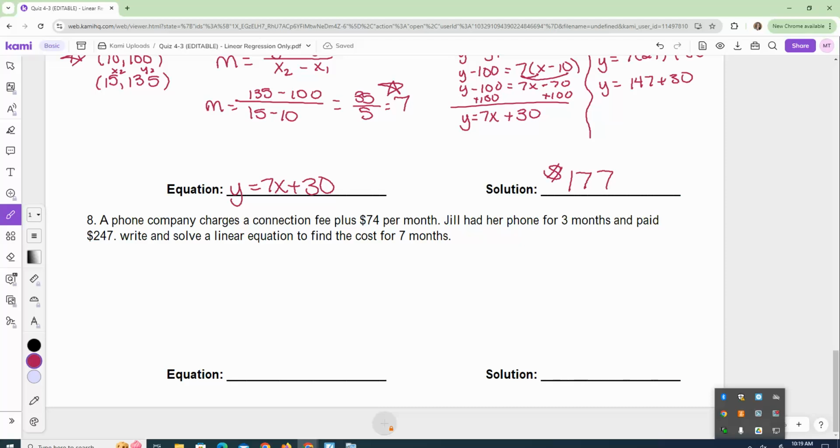Okay. So when I'm reading this problem, a phone company charges a connection fee plus $74 per month. So you pay that 74 repeatedly. Anytime we see the word per, what are we thinking? So I am giving you your m. I'm telling you your repeated fee. Per means that's our slope. Then we had it for 3 months and we paid $247. Those things happen at the same time. When I'm giving you two things that happen at the same time, I'm giving you an ordered pair.